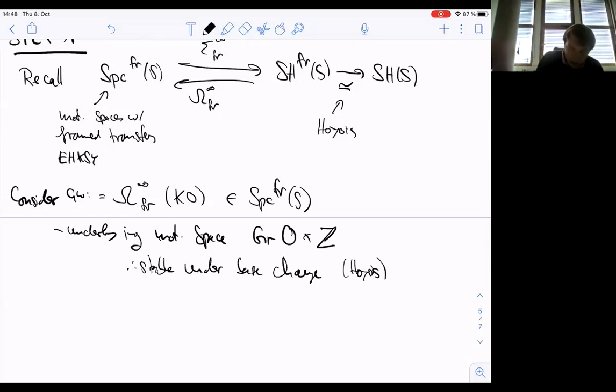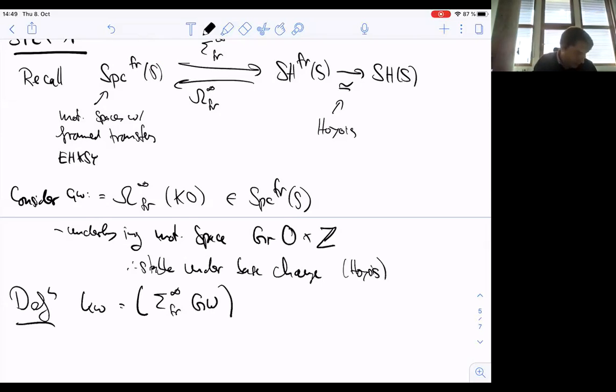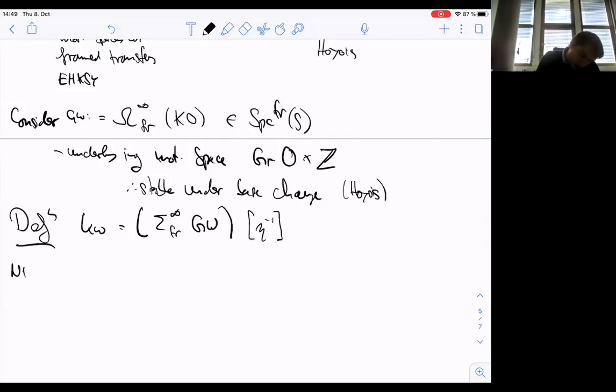Okay, so now I can give you the definition, which is that I will say little kW is just, you take the framed suspension spectrum of this GW guy and you invert eta. Okay, and so by construction, this is stable under base change, but we know very little else right now, I suppose. But I can construct some elements in the homotopy groups. So there's some beta in pi 8,4 of GW, simply because there's some beta in pi 8,4 of KO. And I will use this to define the beta which I talked about at the very beginning.